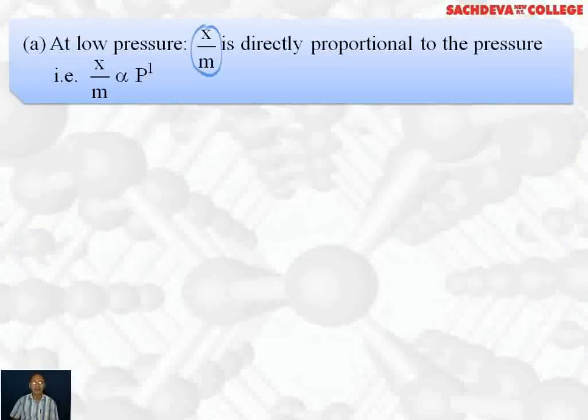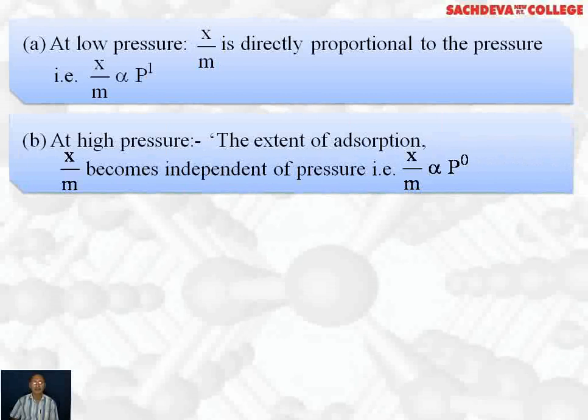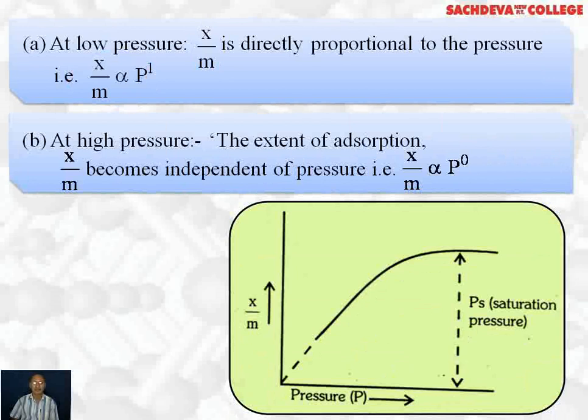At low pressure, x over m is directly proportional to pressure. That is, x over m is proportional to p raised to the power 1. See, in the beginning, x over m is directly proportional to pressure, so we get this dotted straight line, almost straight line, which is shown in dotted form. At high pressure, extent of adsorption x over m becomes independent of pressure. That is, x over m is proportional to p raised to the power 0. And this pressure after which the extent of adsorption becomes independent of pressure is called saturation pressure.